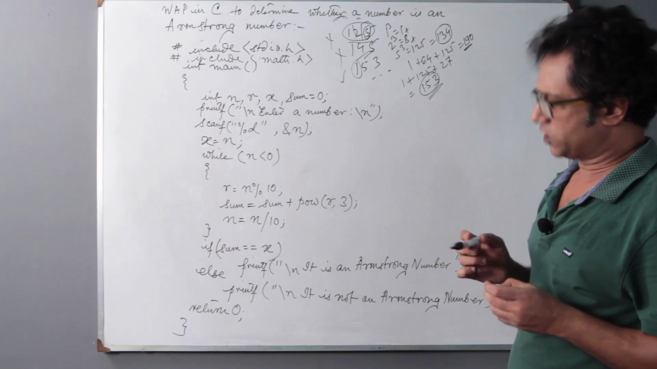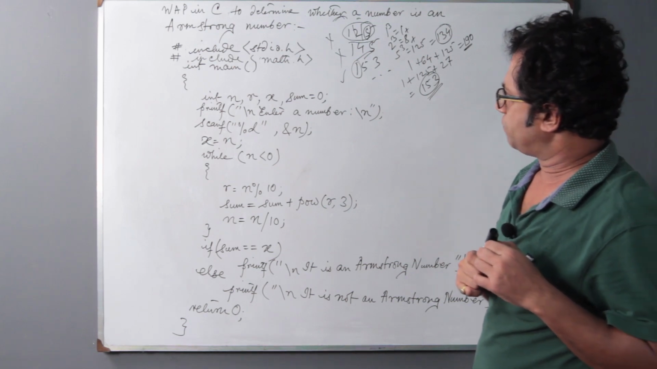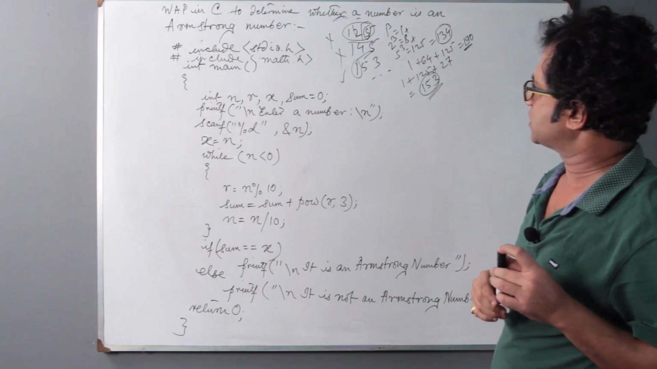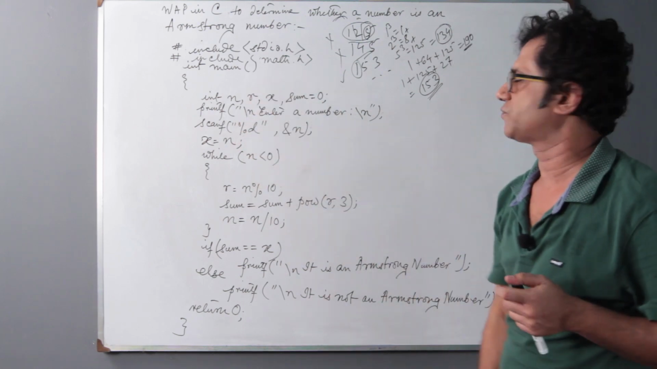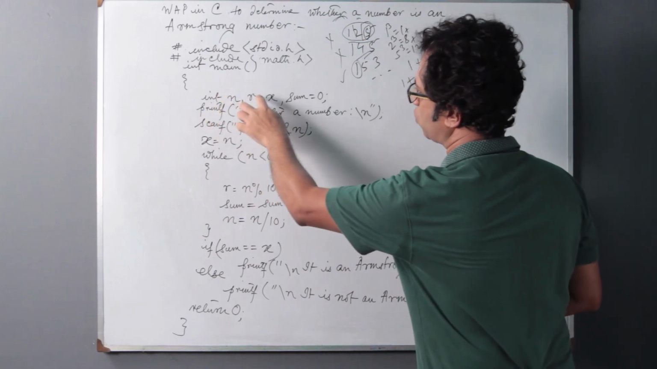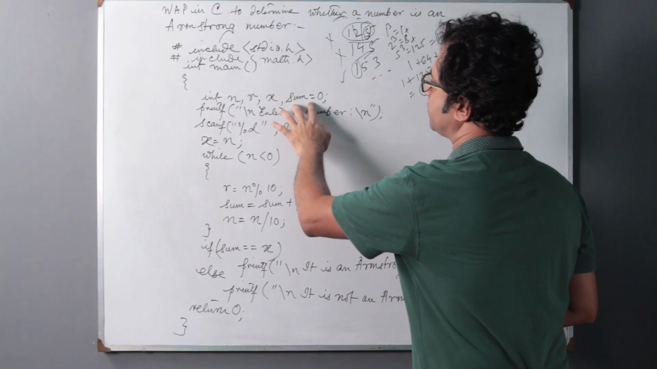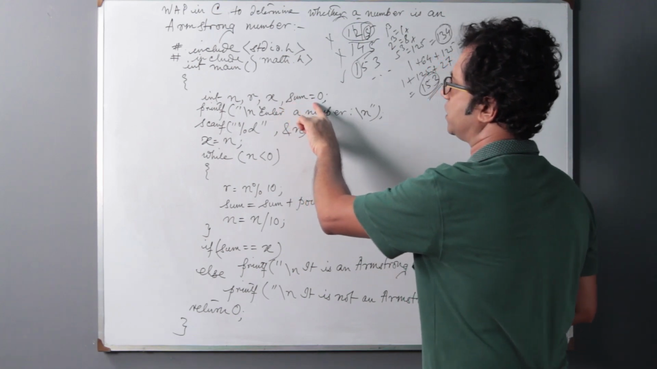For this case we are using the while loop logic. So now let us get started with the program's first line. We have declared some variables for the purpose. We have taken one variable as n, one variable as r, one variable as x, and one variable as sum, which we initialized to 0.